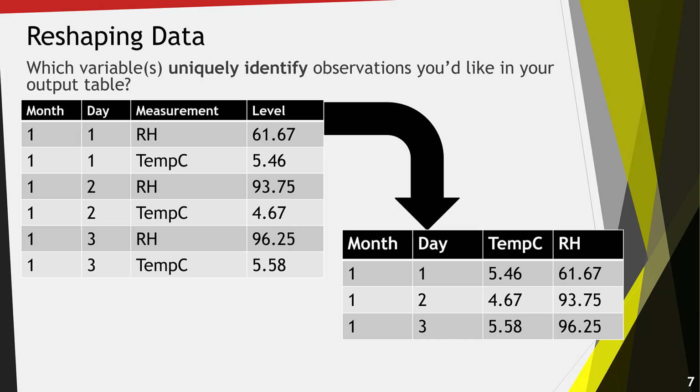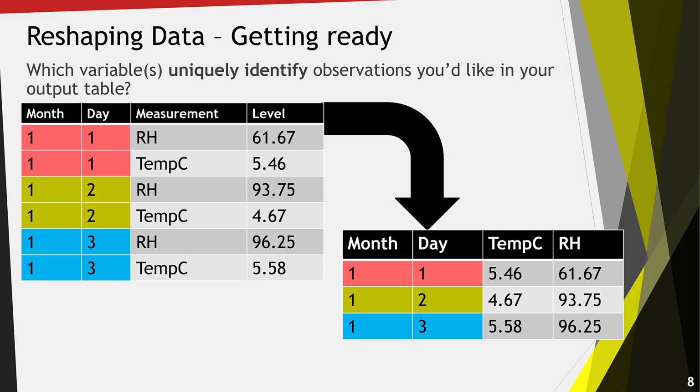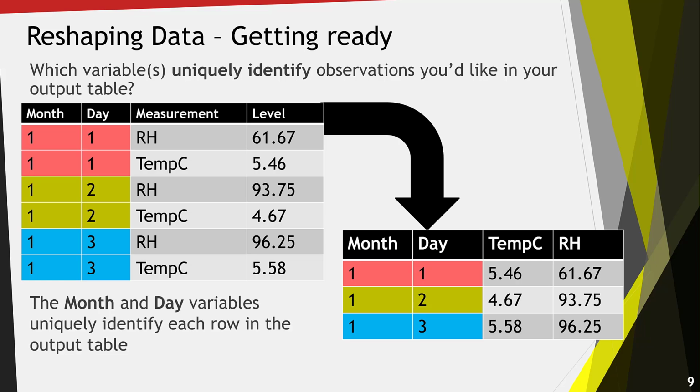So first, which variable or variables will we like to uniquely identify observations in the output table? You'll notice in the input table, we have multiple rows for each day and month of the year. In our output table, however, there's only one row, one observation for each combination of month and day. This is what we mean by the variables that we'd like to uniquely identify observations in our output data. In our desired output table, any particular combination of values for the month and day variable should only occur once. So this month and day variable are the variables that we use to uniquely identify each row in the output table. That's the answer to our first question.